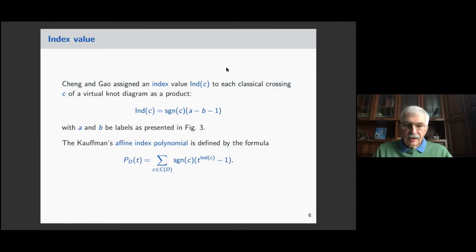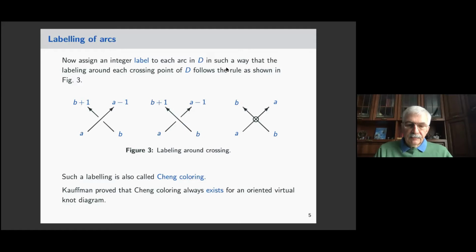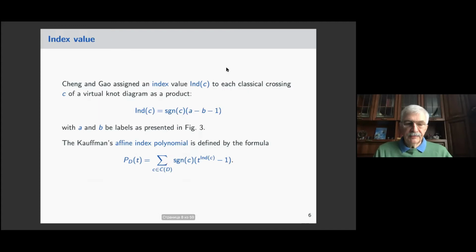And this index for a classical crossing is just the following. You take the sign of this crossing point, it's plus one or minus one. And after that, you multiply by A minus B minus one, where A and B are the same as the labeling presented in figure three, the incoming left and incoming right labels. So we have a sign and we have an index. And Kauffman introduced the polynomial. He called it the affine index polynomial.